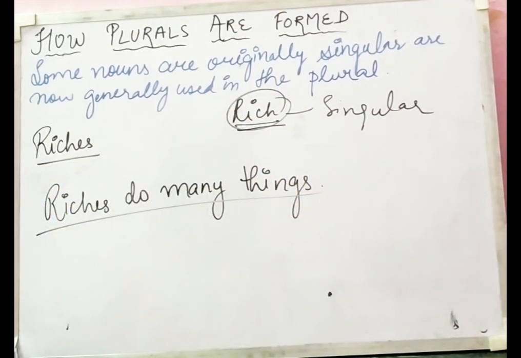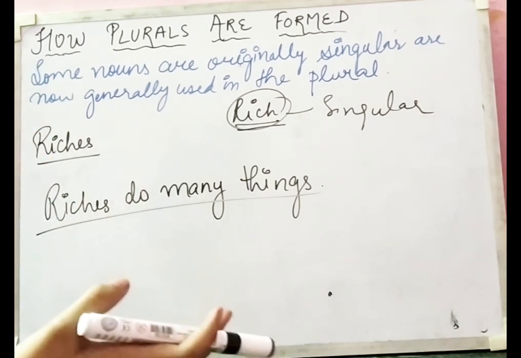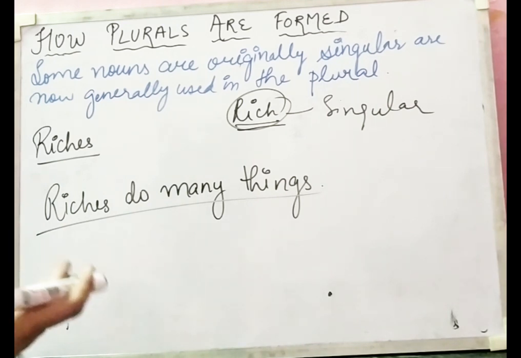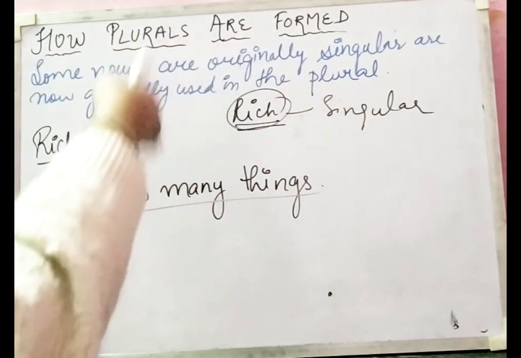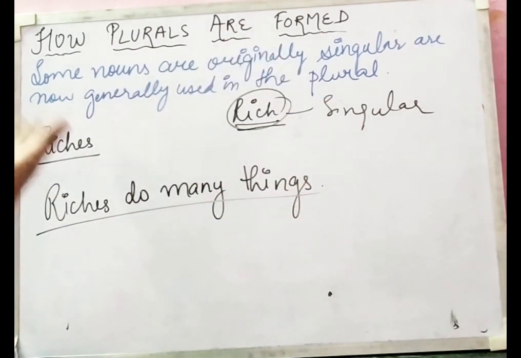I hope you understand this, that some nouns are originally singular, but we can use them in plurals also. Like we have used rich, that is originally singular, but we have used it in plural by adding es, riches. So the example is riches do many things. So I think this much is clear to you.